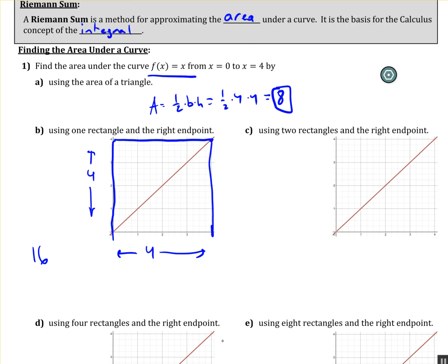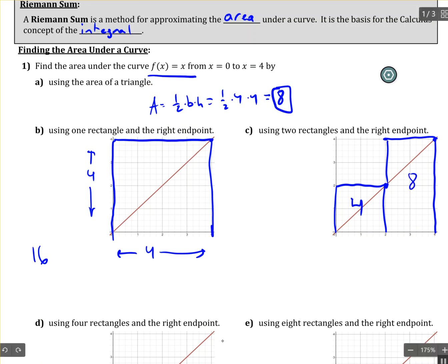But now let's see, what if we use two rectangles? Again, we're going from 0 to 4, so I'm going to cut it in half, going from 0 to 2. From 0 to 2, cut that off and draw a rectangle. Again, this one happens to be a square. Then the next one, I'm going to draw a rectangle here. What's the area of the first rectangle? It's 2 times 2, so 4. The second rectangle is 2 times 4, which is 8. So I get 12 as my answer.